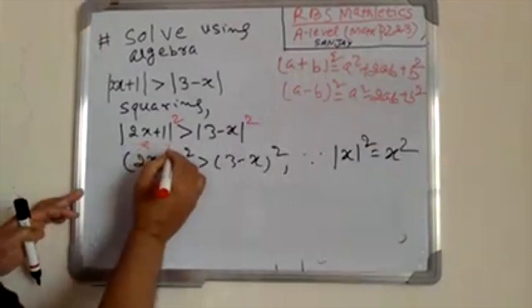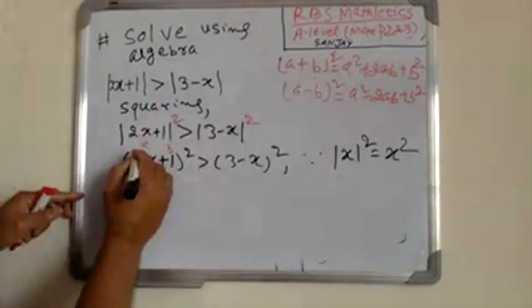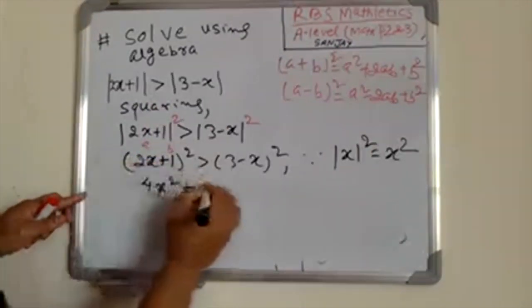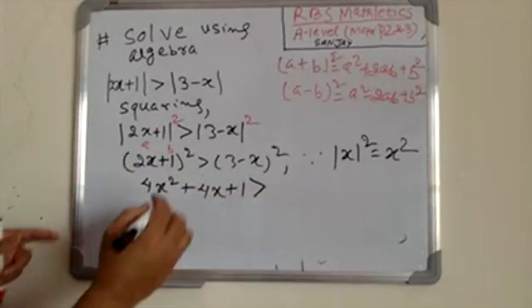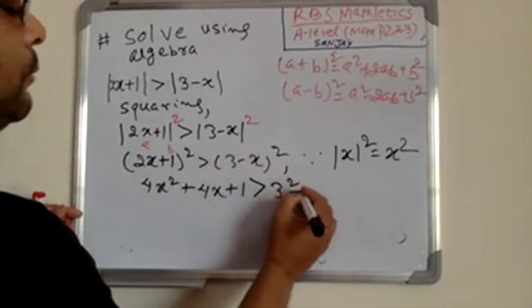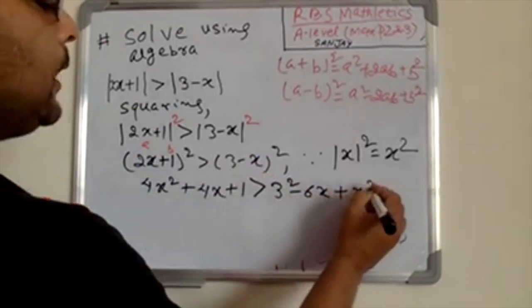So if it is a and if it is b, using this formula, I'm going to write (2x) squared, that is 4x squared, and 2ab means 2 times 2x times 1, which is 4x, and then plus 1, and this is the greater than sign. Now here it is 3 squared minus 2ab, where this is 6x, then plus x squared.